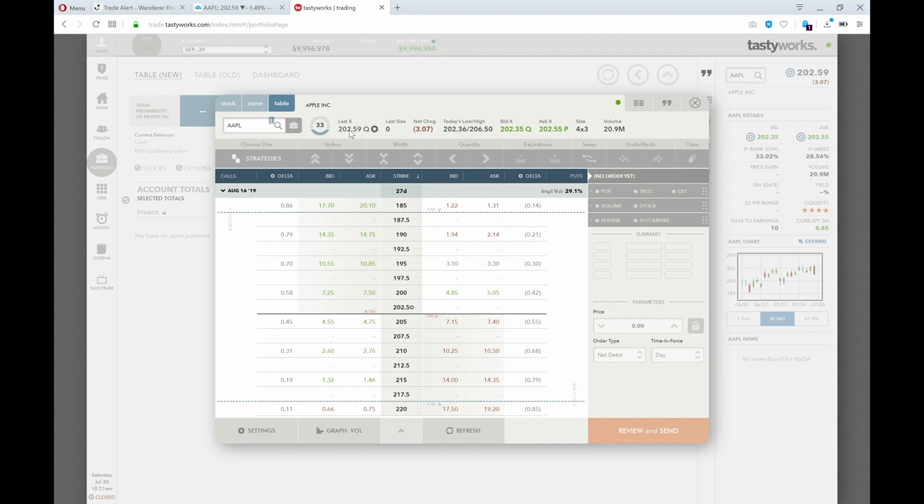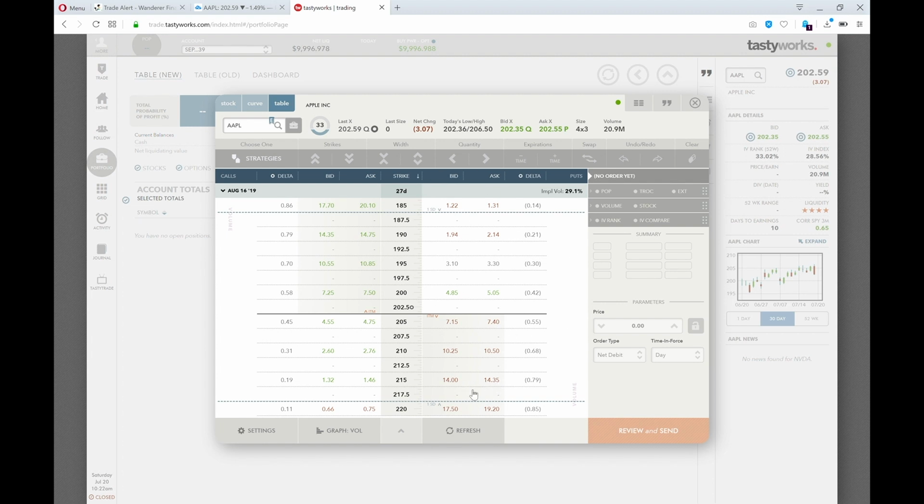Okay, the last price was 202.59. That means the 200 strike is pretty much at the money. They call these at the money. In the money would be calls that were lower, like the 190 strike. These would be in the money because currently the stock price is higher than the call strike price. That would be the opposite for puts. The 215 puts would be in the money because the price is below the strike price.